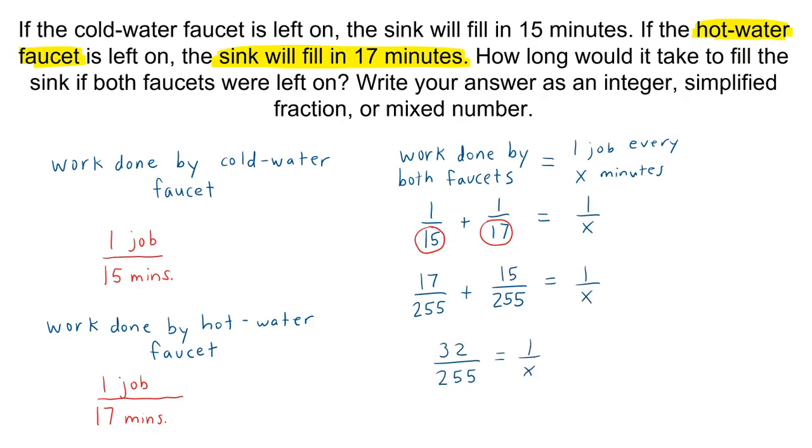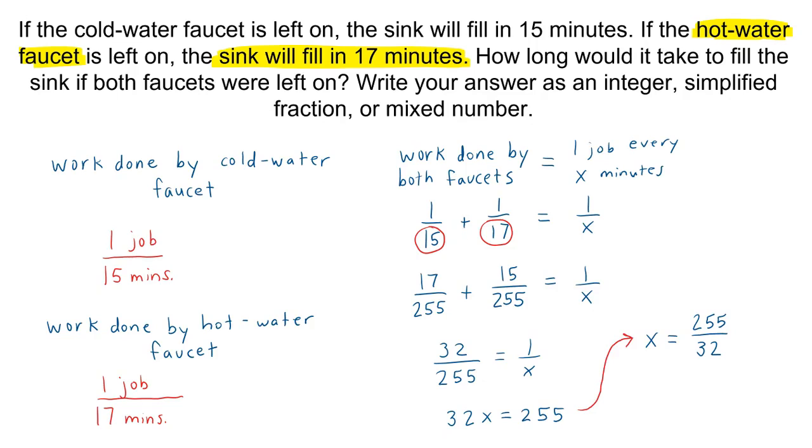Adding the two fractions on the left gives us 32 over 255 equals 1 over x. This is a proportion, so we can solve by cross multiplying. Cross multiplying gives us 32x equals 255. And dividing both sides by 32 to solve for x gives us x equals 255 over 32.